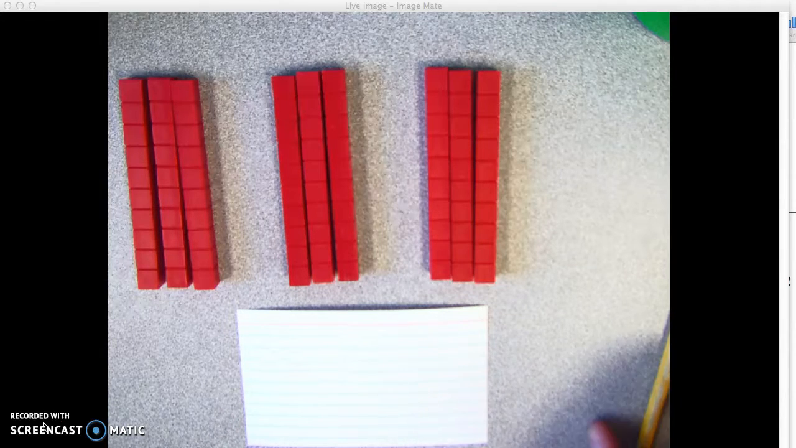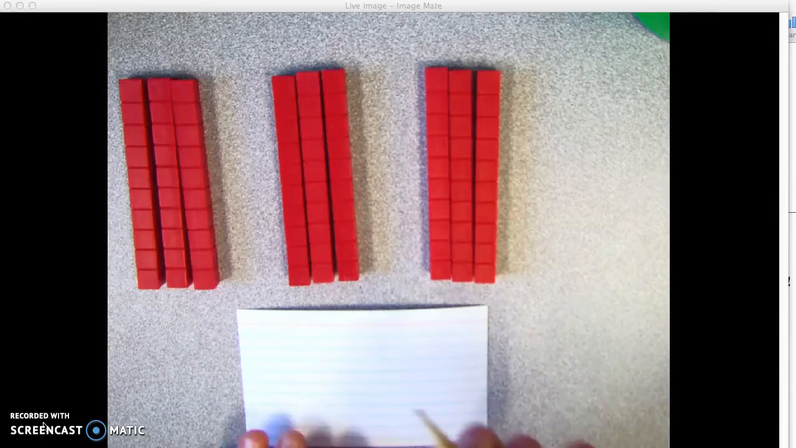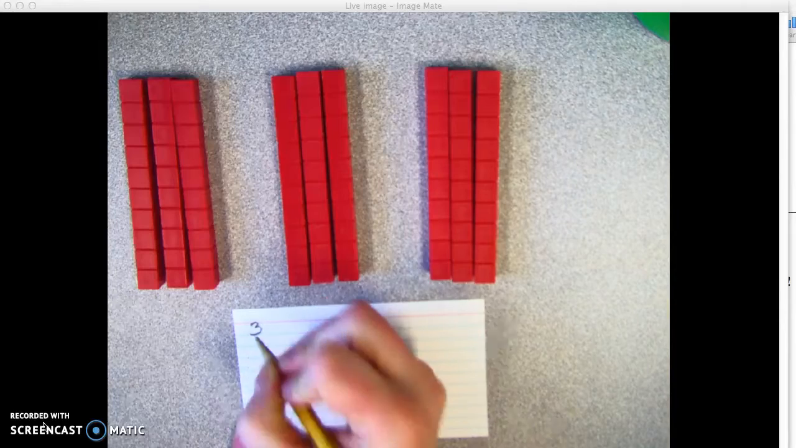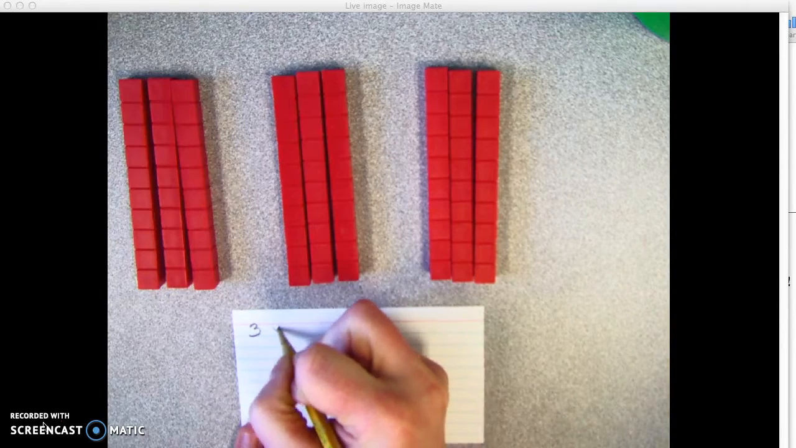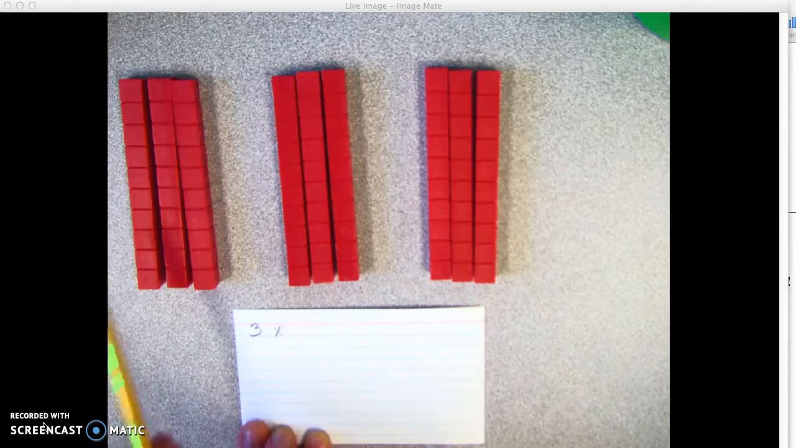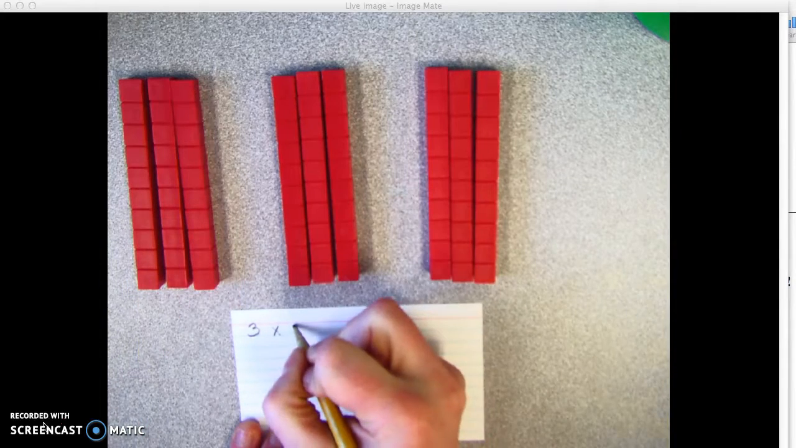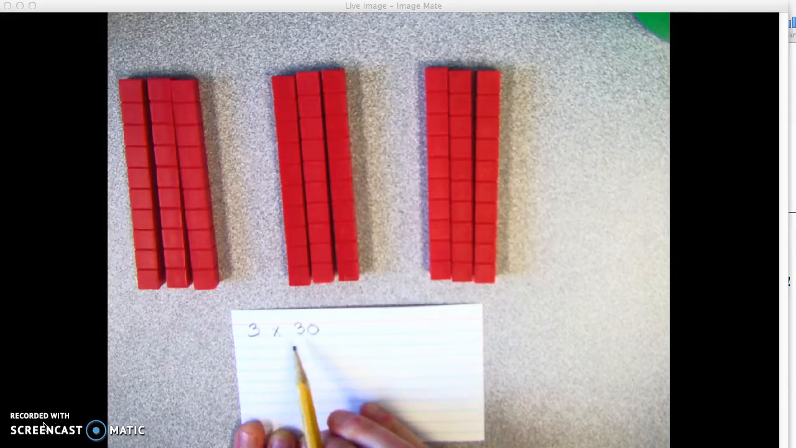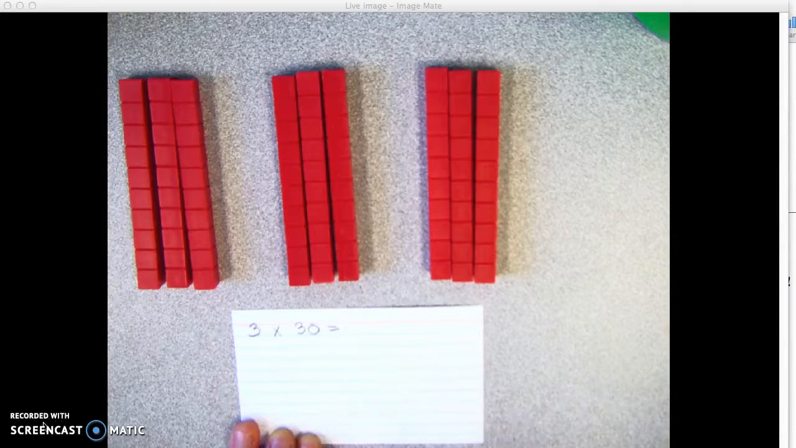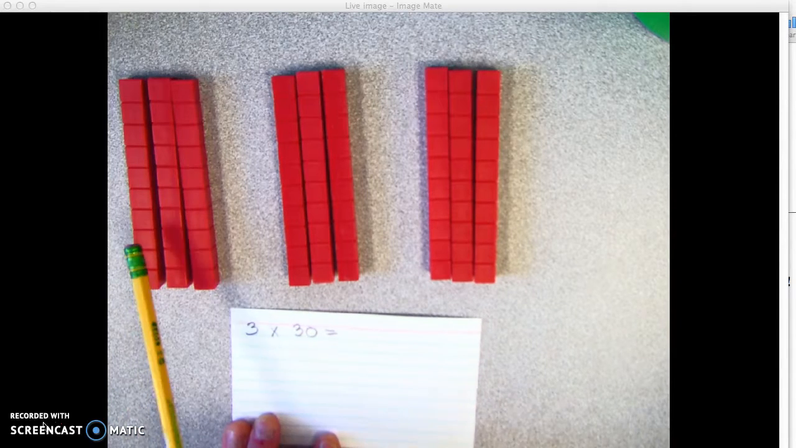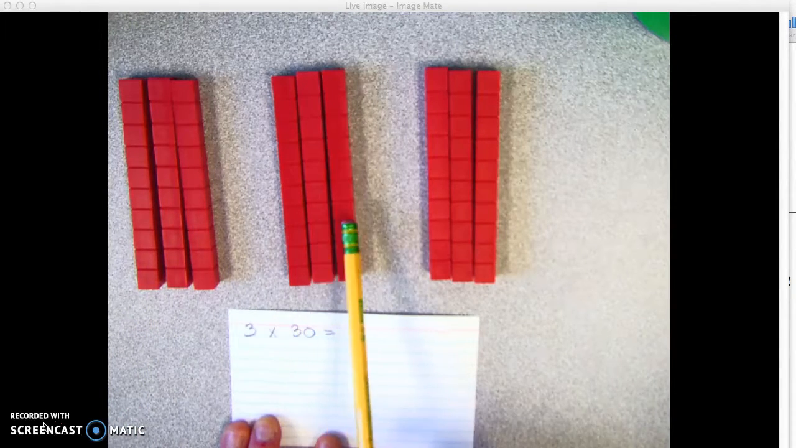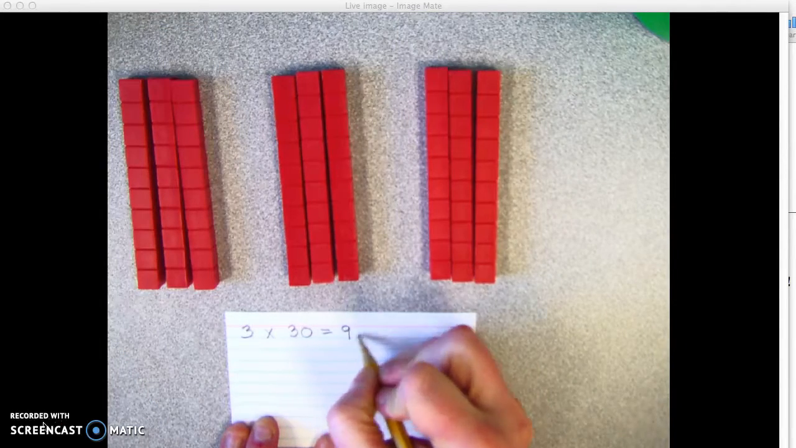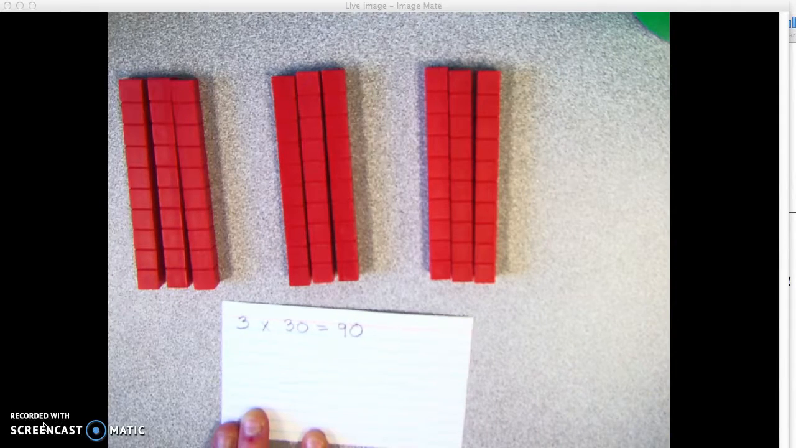If I was to write an equation, and I'd like you to write this on your scrap paper, I have 1, 2, 3 groups or 3 sets with how many in each set. In this set, there's 10, 20, 30, and it's the same for each set. So I have 3 sets of 30, or 3 times 30, and we already discovered that that equals 10, 20, 30, 40, 50, 60, 70, 80, 90 total. So 3 sets of 30 equals 90.